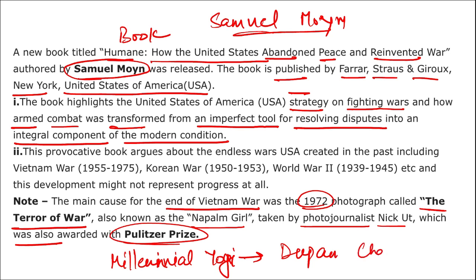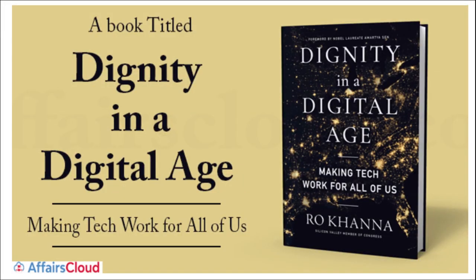Deepam Chatterjee. Millennial Yogi is the name of the book, authored by Deepam Chatterjee. All right. The Blue Book, a Writer's Journal. Tell me the name of the book, The Blue Book, a Writer's Journal. Who authored this book?